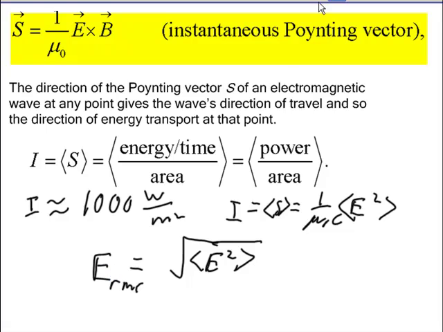So this is the relationship we have between the intensity and the average electric field. The intensity is 1 over c mu naught times the RMS value of the electric field squared.